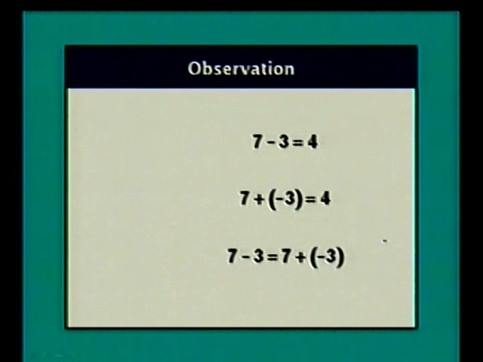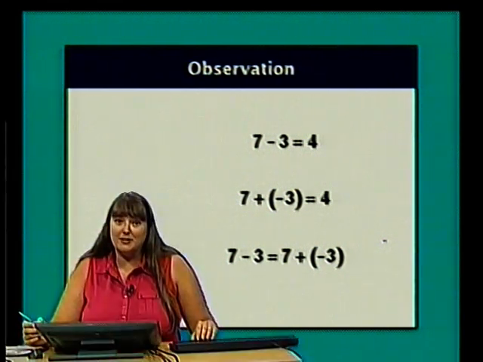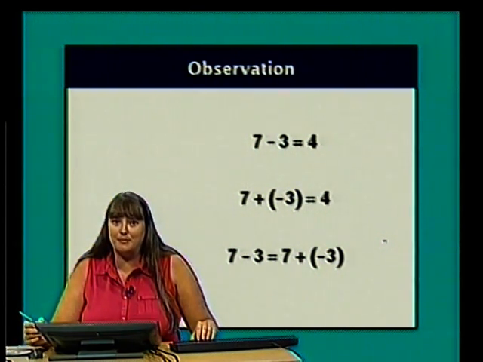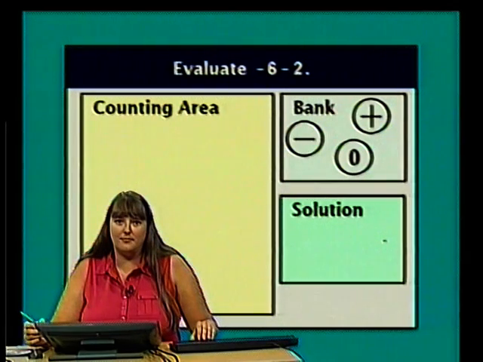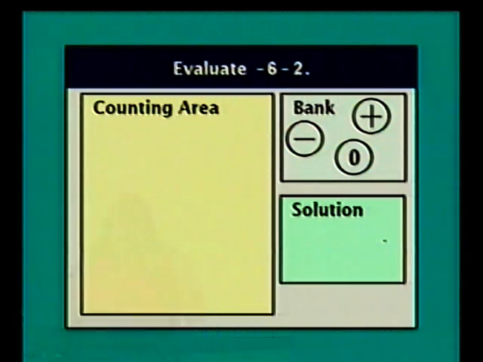Well, let's make an observation here. We looked at 7 minus 3, and we got 4. We looked at 7 plus negative 3, and we also got 4. So 7 minus 3 is equal to 7 plus negative 3. Now let's evaluate negative 6 minus 2. This time we need to start with 6 negative chips in our counting area.